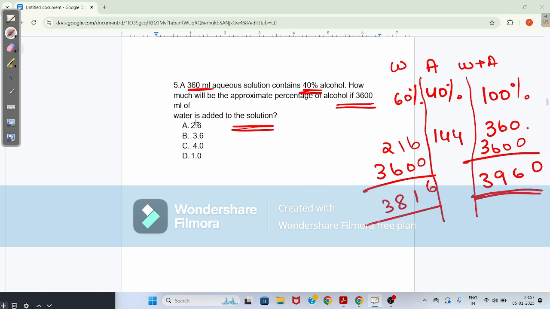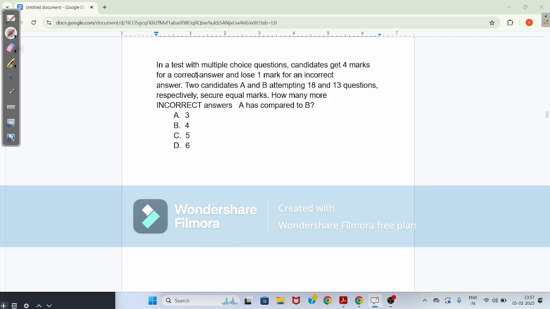Now water is added to the solution, so what is the approximate percentage of alcohol? We have to calculate the approximate percentage of alcohol that has been formed here. So to calculate this, 144 by 3960 into 100. When you calculate this value you will get the approximate percentage of alcohol, which is 3.6 percent.